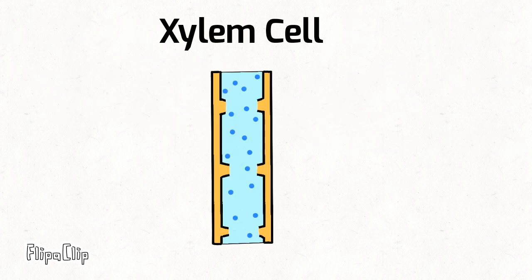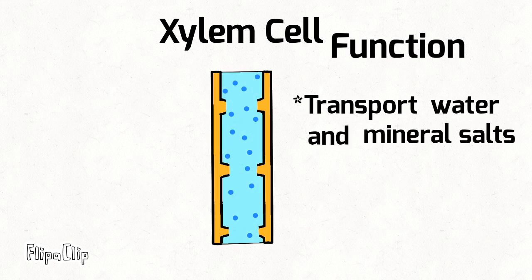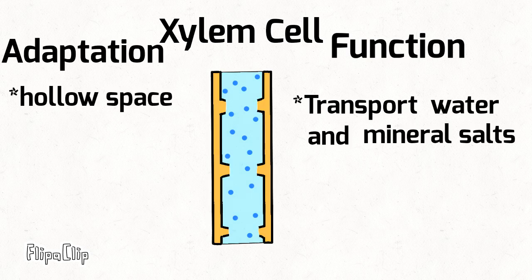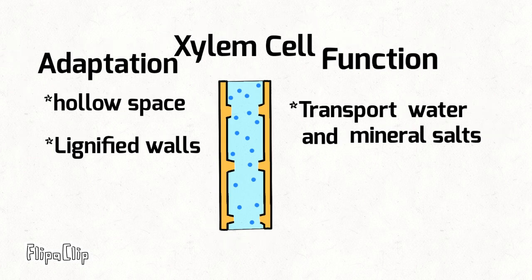Next is the xylem vessel. Its job is to transport water and mineral salts, and it has a hollow space in the middle of the cell because of the absence of protoplasm, and its cells are lignified to provide mechanical support.